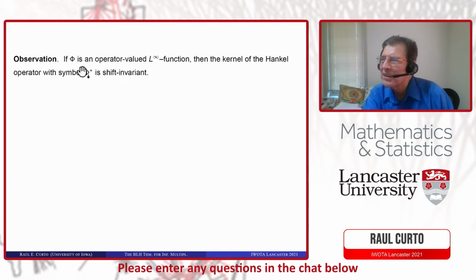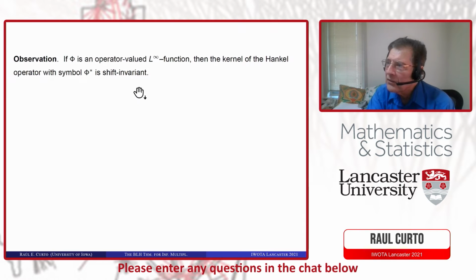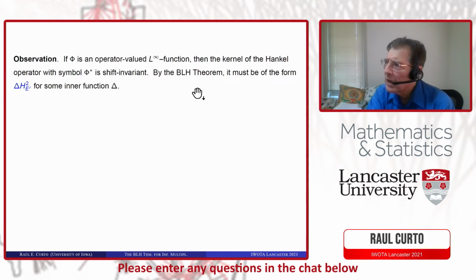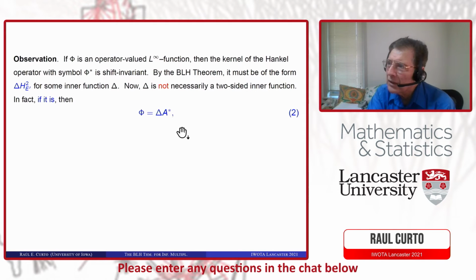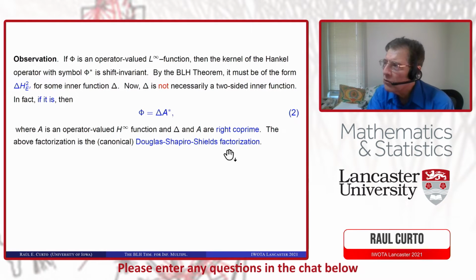Monday afternoon in England. Observation: if phi is an operator-valued L infinity function, then the kernel of the operator with symbol phi star is shift invariant, and by Villa Lax Halmos it must be of this form. Now, delta is not necessarily a two-sided inner function. In fact, if it is, then phi has to be factorable, just like in Douglas, Shapiro, Shields. Okay, so that factorization happens sometimes, but not all the time.